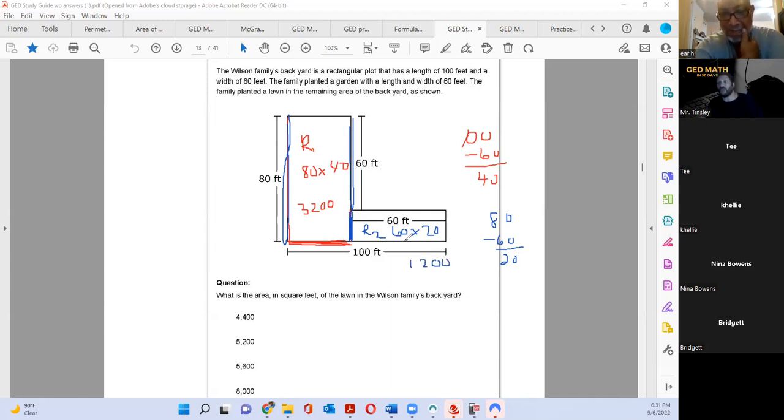Again, mental math should have told you 6 times 2 is 12. That's 12. How many zeros do I have? 2 zeros. Now, what do we do to those two numbers? So we got 3,200 and we have 1,200. We're going to add them up, and we get 4,400.